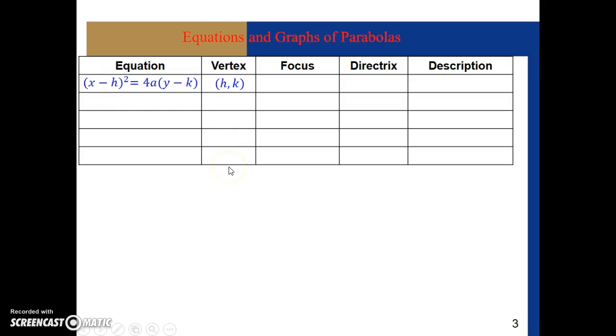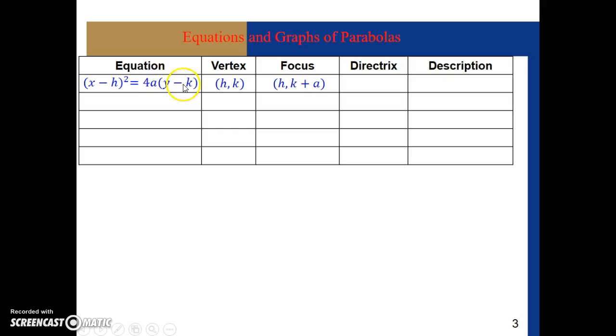It's the point (h, k). The focus now is going to be a value added to your y coordinate, because if we open up or down, the focus is going to be inside that parabola, which means the focus is going to be above or below that vertex point, where on the last set we saw that it was to the left or to the right of the vertex point.